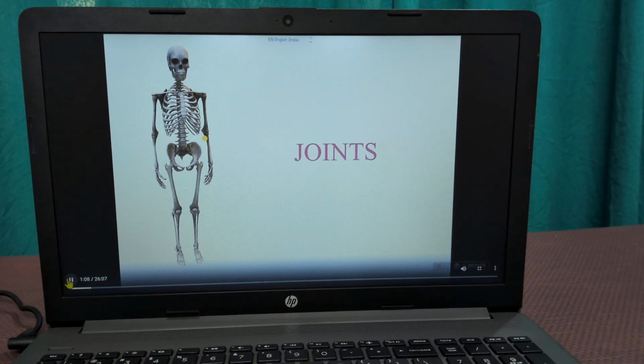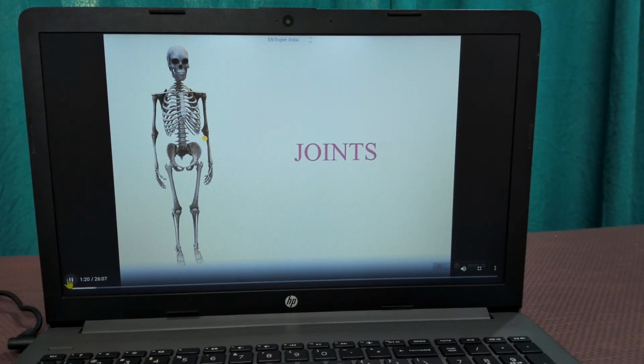Before starting with classification, I would like to discuss that the scientific study of the joints is known as arthrology. Joints are those places where two bones or cartilages come together and form joints, or articulations. While some of the joints are movable, some are not movable.